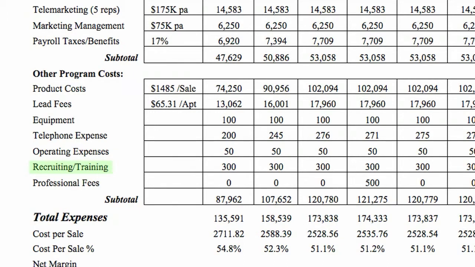Recruitment and training. Let's say just for the telemarketers, what does an ad cost if you're going to have to hire or continue to train? Then you've got professional fees, which you'll notice here I've put into different times of the year, and that could be other things that are needed related to legals or accounting or other sort of professional fees like that.